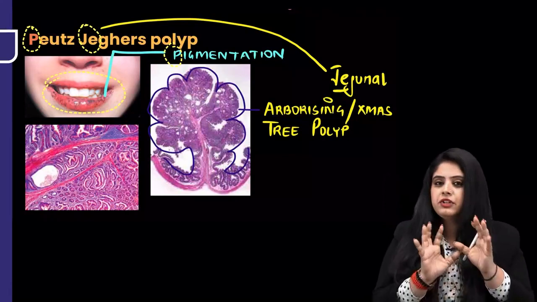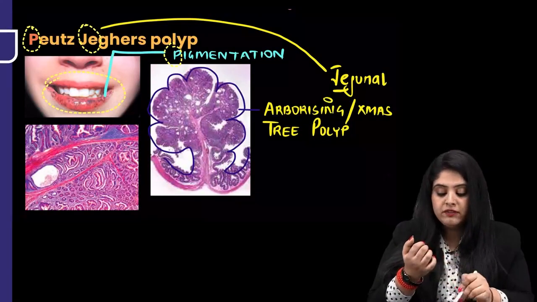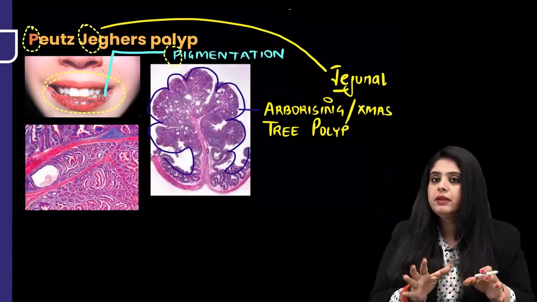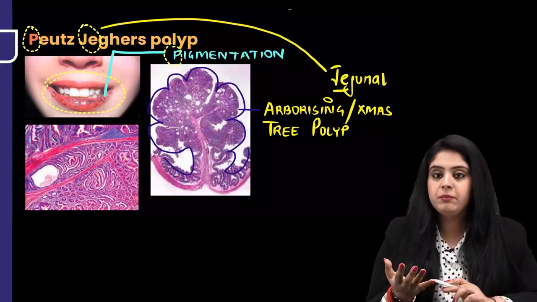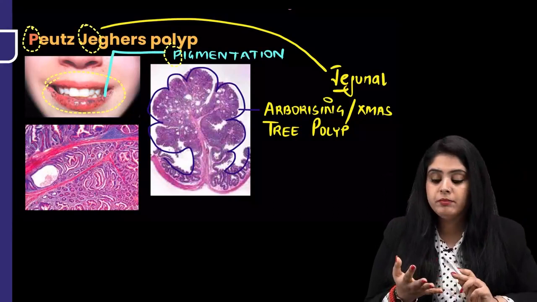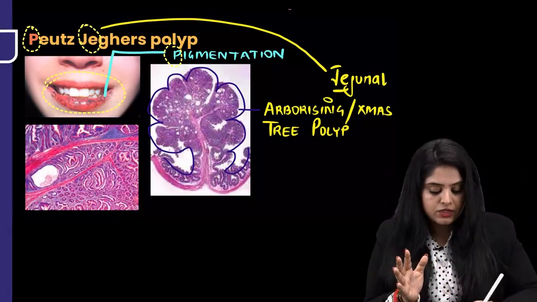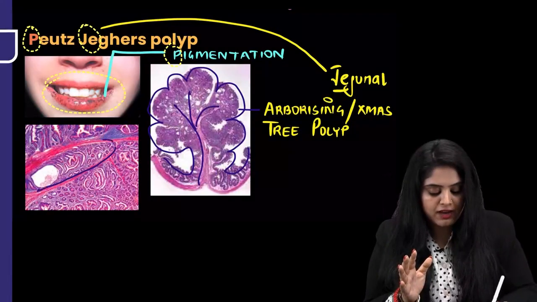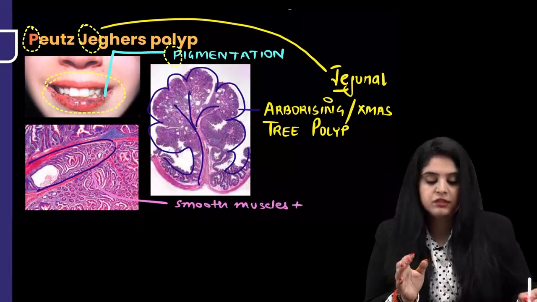So either they will use some tree word. Either they will say tree polyp, or they will say Christmas tree polyp, or they will say arborizing. Arborizing also means tree only. So something to do with the tree is going to be mentioned over there. So repeating, we have Peutz Jeghers, P for pigmentation, JE for jejunum, polyps are going to be there, and whenever a tree is made, a tree always has branches. So, what are the branches that you have? Please note, these branches are made up of smooth muscle. These branches are going to be made up of smooth muscle.